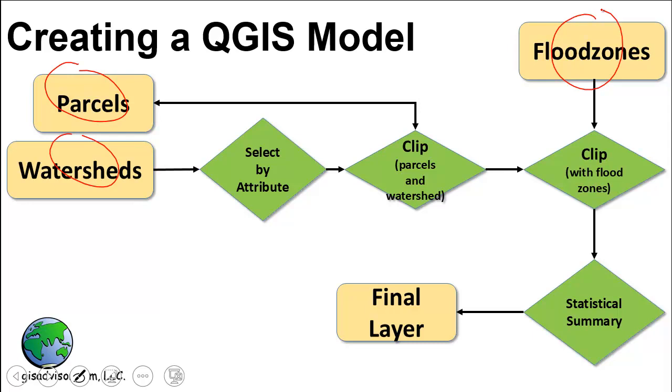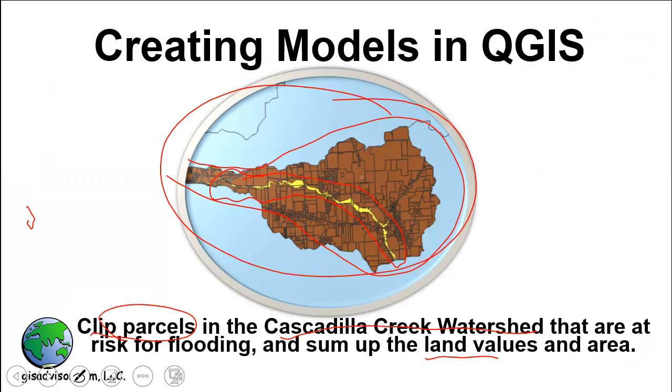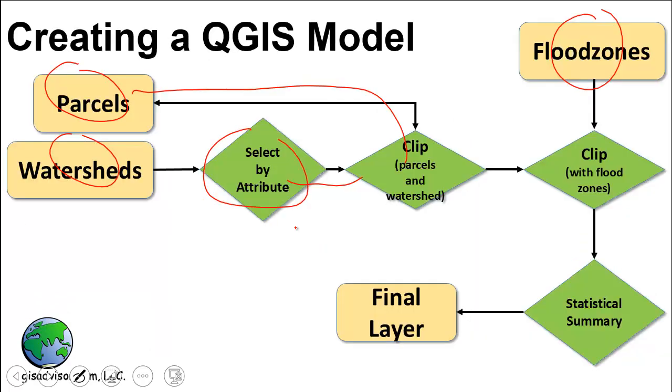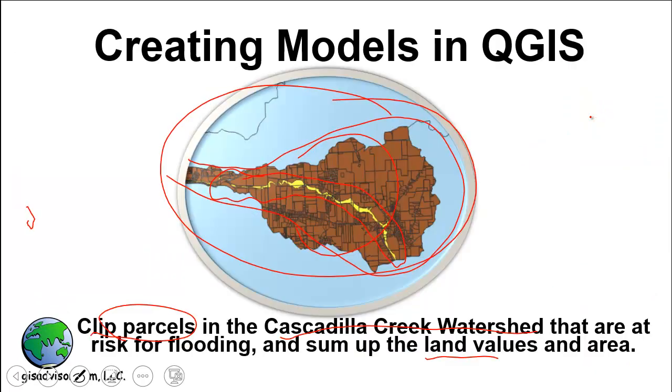So the first thing I'm going to do is select by attribute in the watersheds, or rather extract by attribute, in order to grab just the Cascadilla Creek watershed. Then I'm going to clip the parcels in the watershed, which will give me a clipped version, sort of like what you saw in brown earlier, which when you come back here, gives us this brown area. Then the next thing we're going to do is clip that result with the flood zones. And once that's done, I'm going to have really what we have in yellow here.